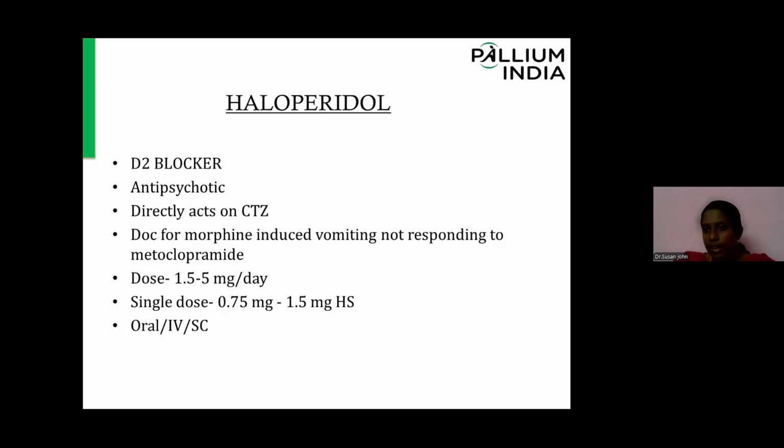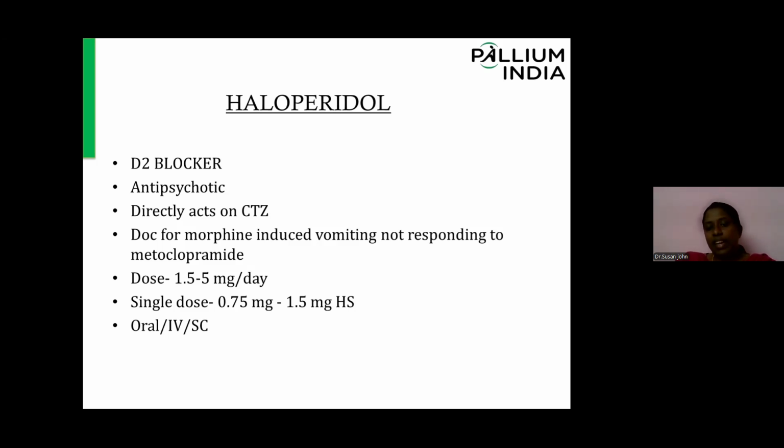If we already said opioid-induced vomiting, we can give metoclopramide. Sometimes, if the metoclopramide is not working, we can consider haloperidol. The dose is 1.5 to 5 milligram per day. The tablet is available as a 1.5 milligram tablet.